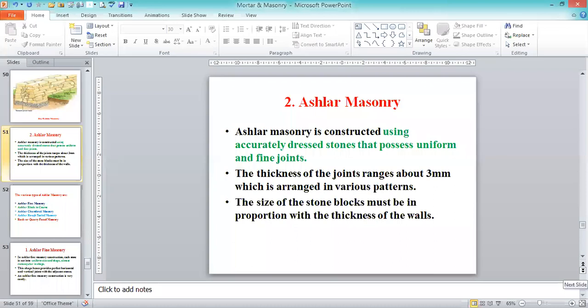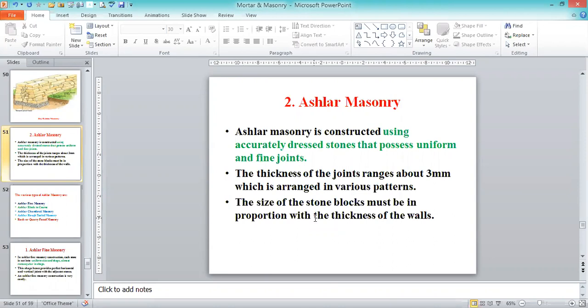Ashlar masonry is quite the opposite, the converse of rubble masonry. Rubble masonry does not use dressed stones. Here, in ashlar masonry, we have to use dressed stones. It uses accurately dressed stones that possess uniform and fine joints. That is the peculiar characteristic of ashlar masonry. We use dressed stones, sized and shaped depending upon the requirement.